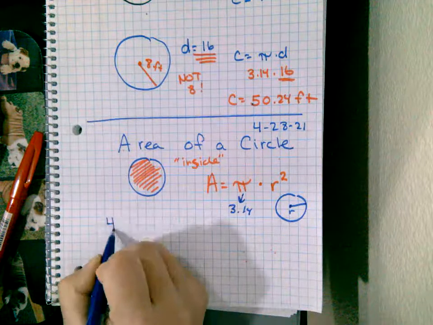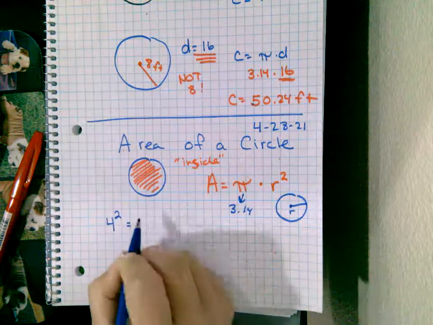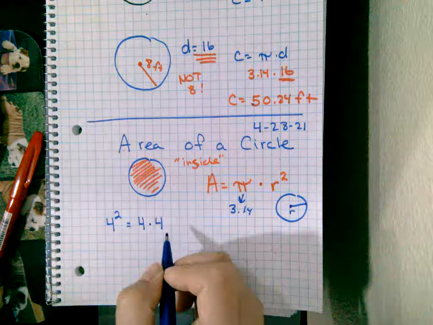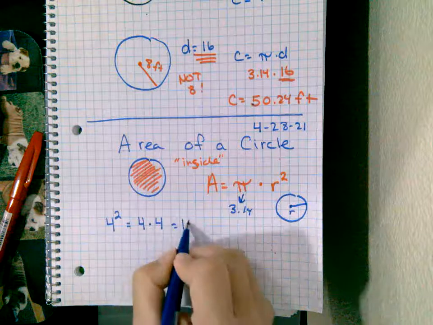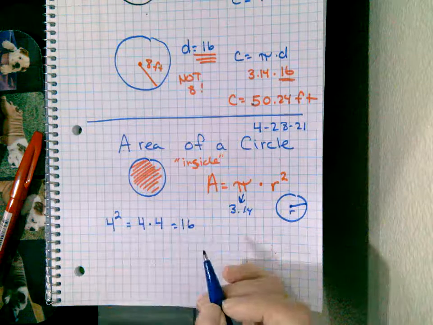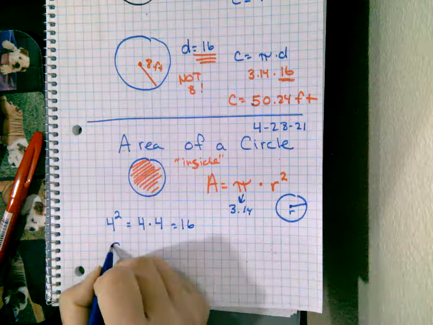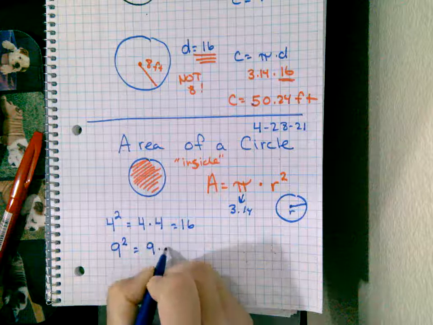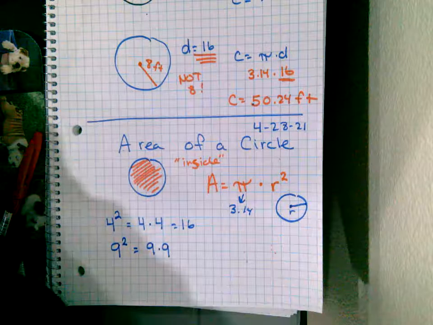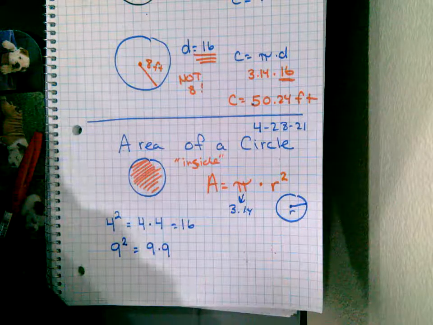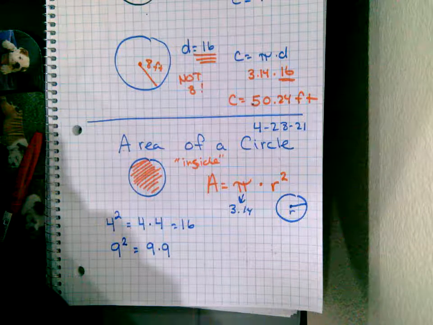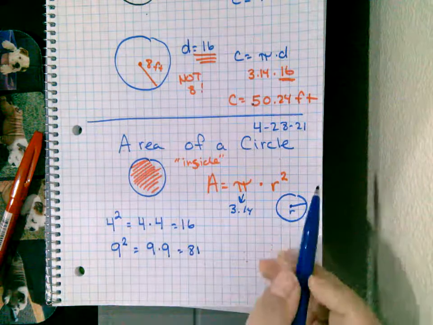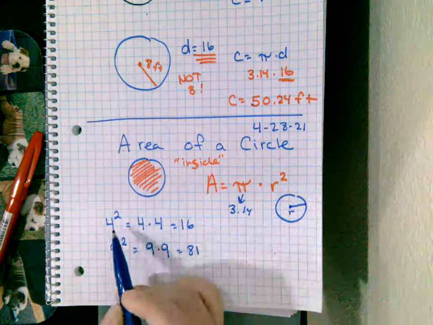If I tell you it's 4 squared, what does 4 squared mean? That means 4 times 4. It doesn't mean 4 times 2. So 4 times 4 is 16. So 4 squared is 16. What if the number was 9 squared? 9 squared means 9 times 9. And our answer would be, what's 9 times 9? 81, right? So when we say radius squared, this is what you have to do.